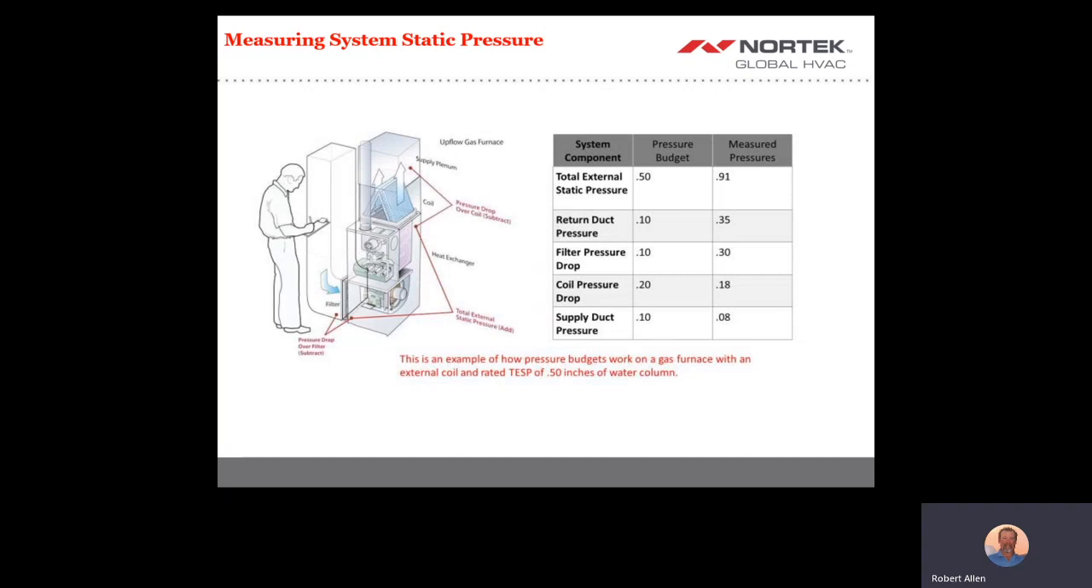Remember that equipment is only one component of your system and that ductwork diagnosis should always come into play. What sets you apart from your competition is your ability to provide a value in a complete system diagnosis and a balanced system.